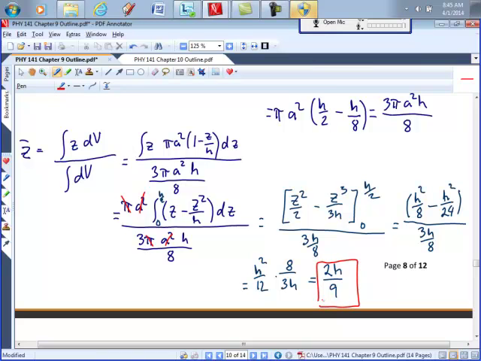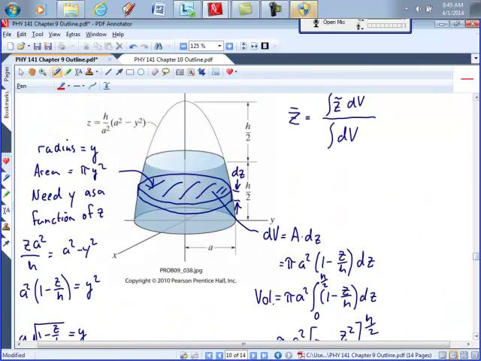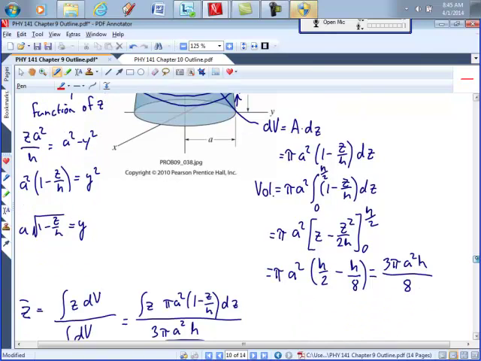So 2h over 9 is just under a quarter h, or under half the height of the frustum. So does that make sense? That seems reasonable, so we would go with that. That's also the value that I got last year doing it slightly differently, so I think we can go with that one fairly safely. And it was much easier integration.